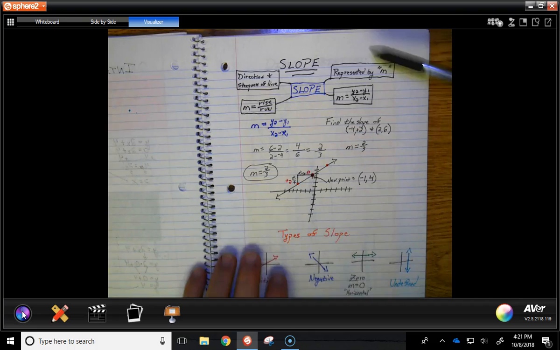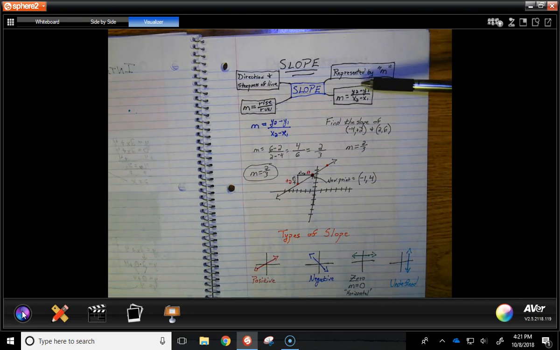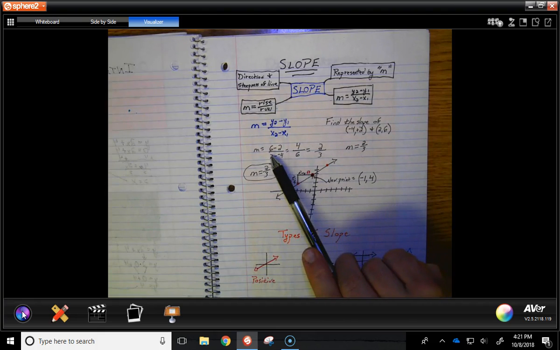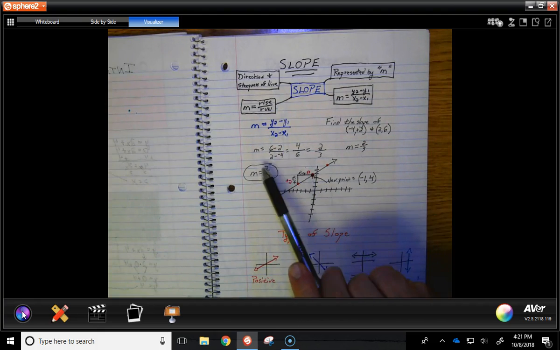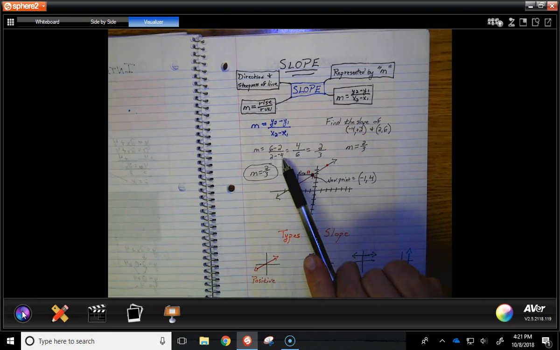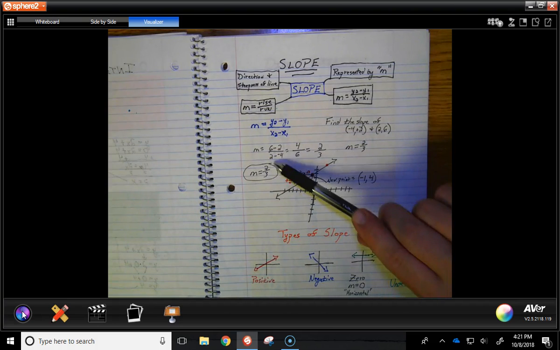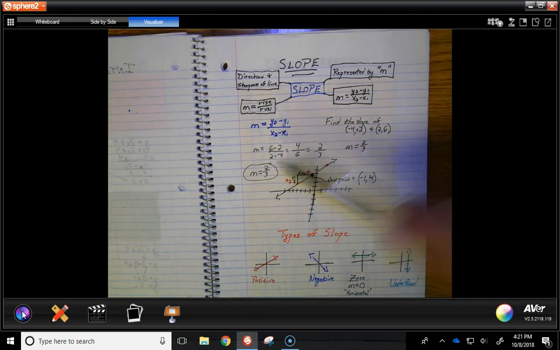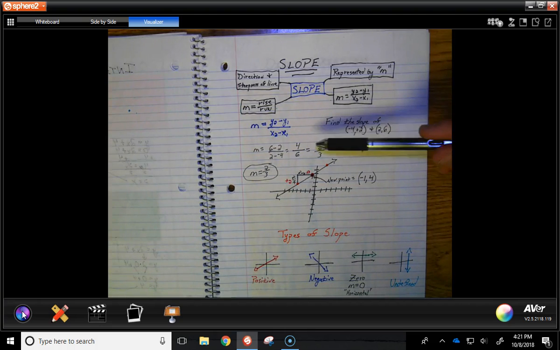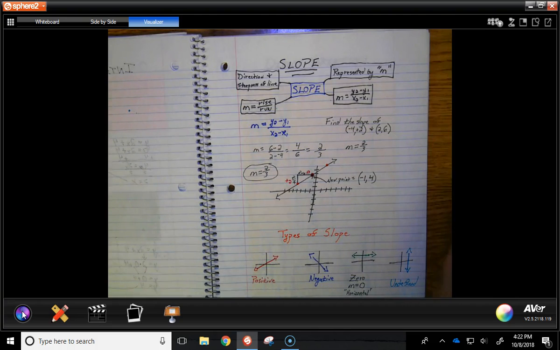We can also find it if they list coordinates, by y2 minus y1 all over x2 minus x1. So find the slope of negative 4, 2 and 2, 6. I did my work here. I did 6 minus 2 all over 2 minus negative 4, which would give me 4 over 6. Remember, subtracting a negative is like adding a positive. And then I simplified down to 2/3.